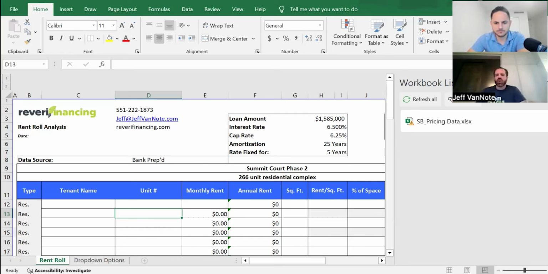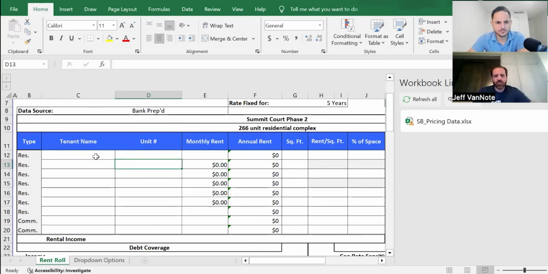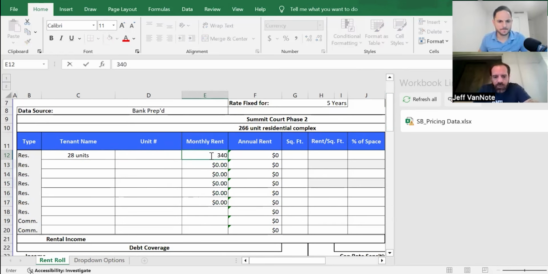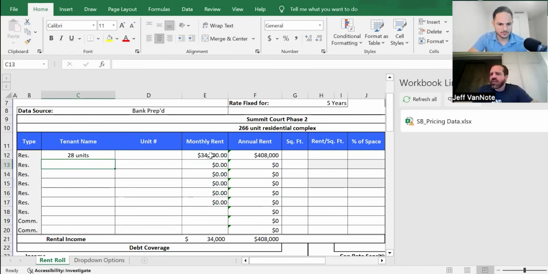Let's go over the current cash flow in place. How many total residential units are there? There's 28. Okay. And what is the combined monthly rent on those 28 units? Yeah, 34 grand. 34,000 a month? Yeah. Okay, excellent. And are any of those 28 units vacant by any chance, or are they fully occupied?